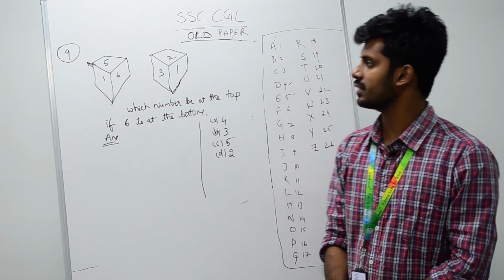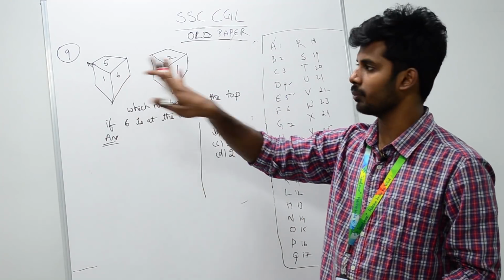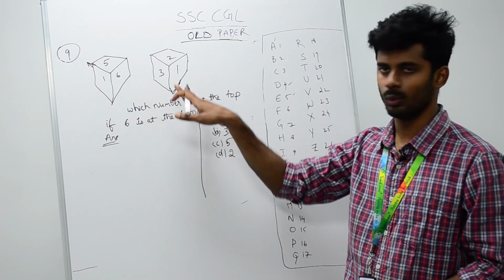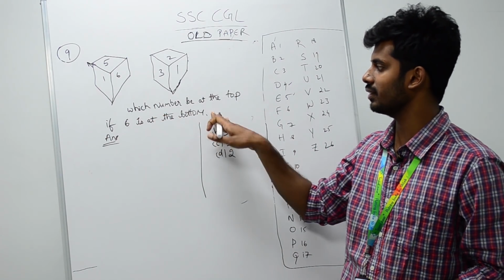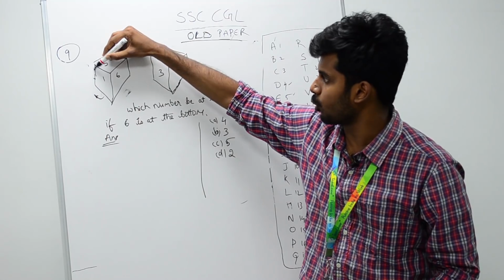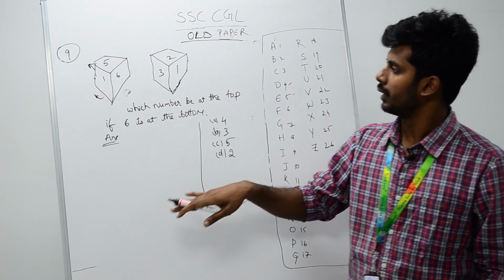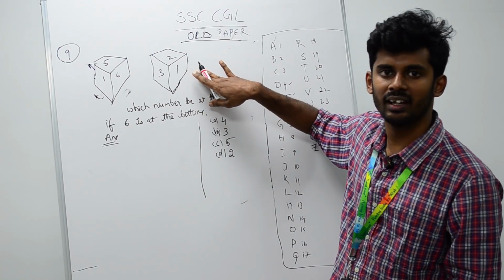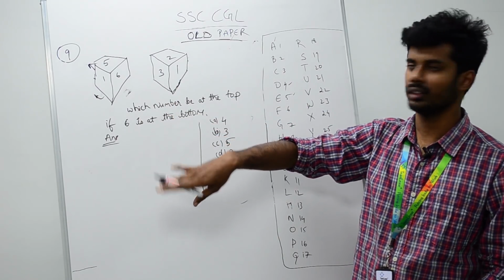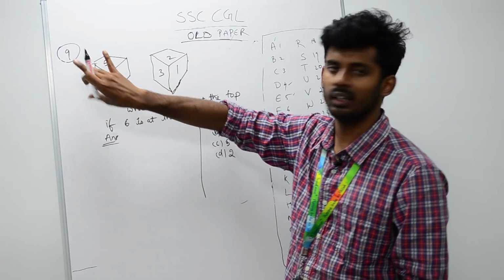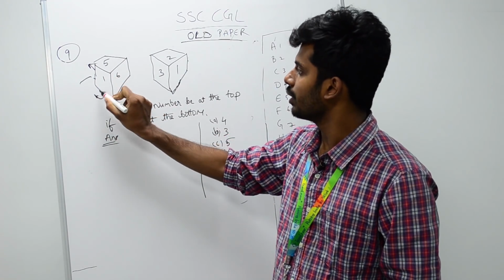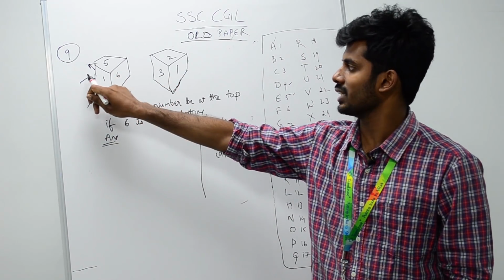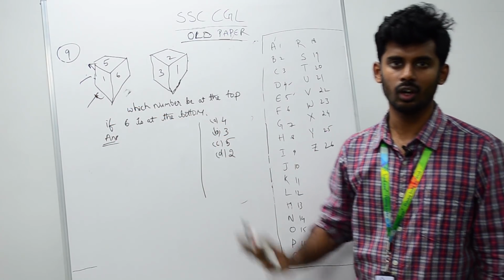So the next question is, these 2 diagrams belong to a single dice from 2 different angles, and they are asking which number will be at the top if 6 is at the bottom. So they are asking about this portion. By seeing this second diagram, you can find that these 2 portions will be 2 or 3 first. But you don't know which portion is 2 and which is 3. You are not confident about it.